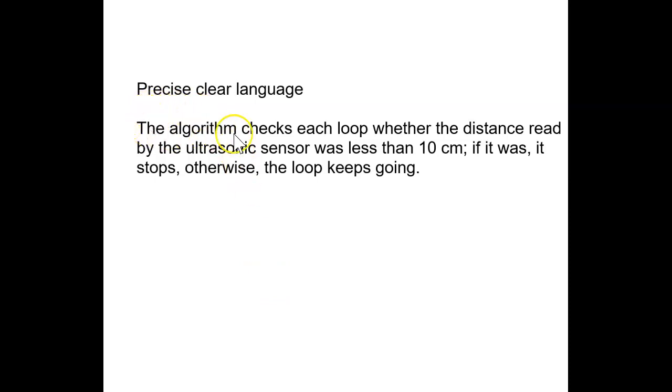Okay, so it says, the algorithm checks each loop whether the distance read by the sensor was less than 10 centimeters. If it was, it stops. Otherwise, the loop keeps going. So the number of its in here adds just a little bit of ambiguity, requires a little bit more work. It would be more clear and precise to state what these are.